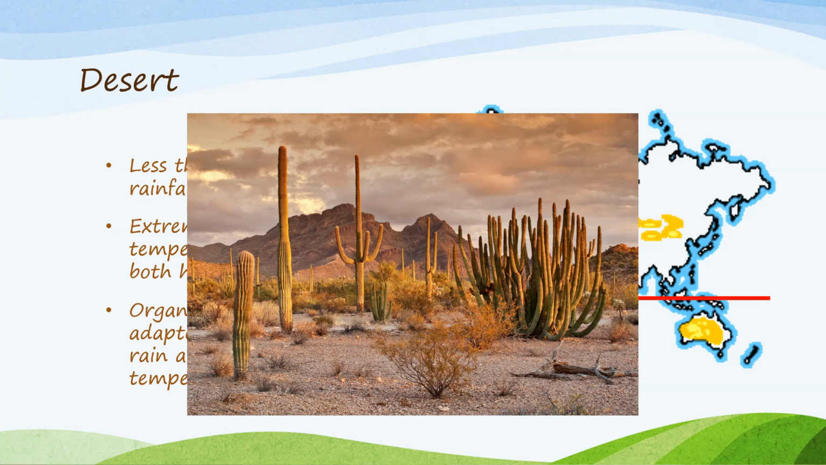Here is a picture of what the typical desert might look like. Of course, lots of cacti and lots of rocky area, not a whole lot of grass, some shrubs, things like that. Typical desert.